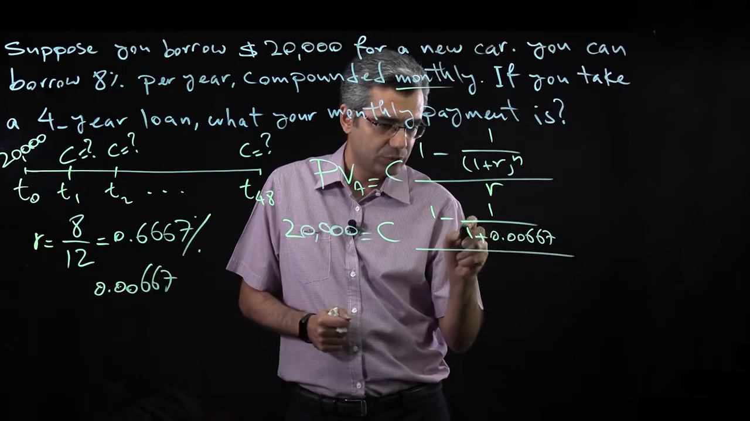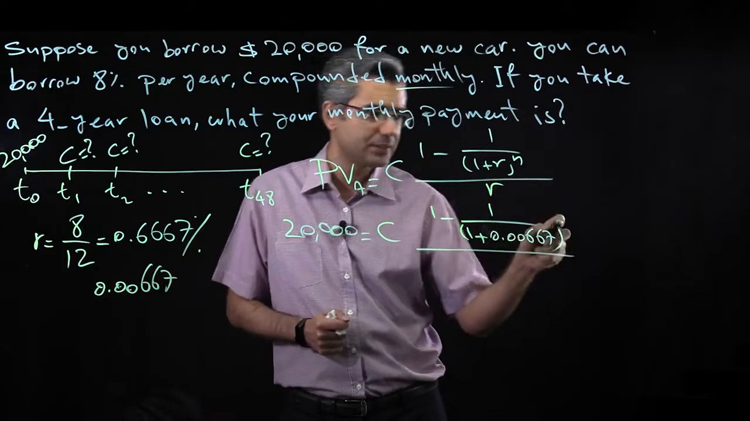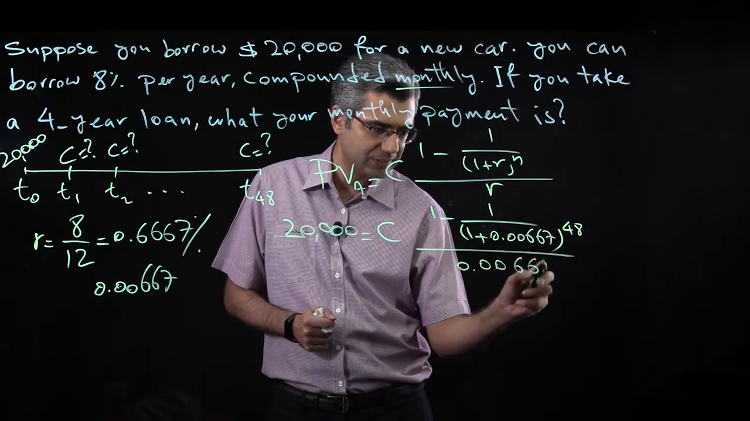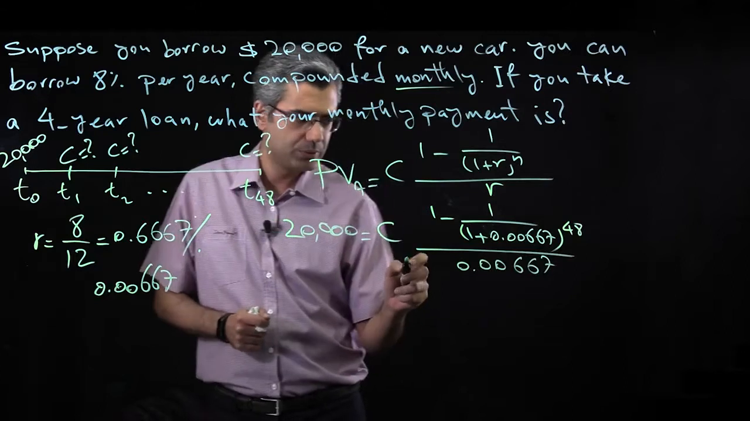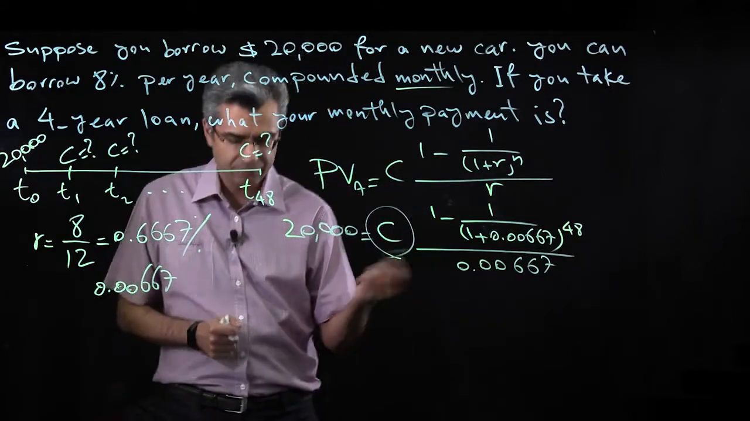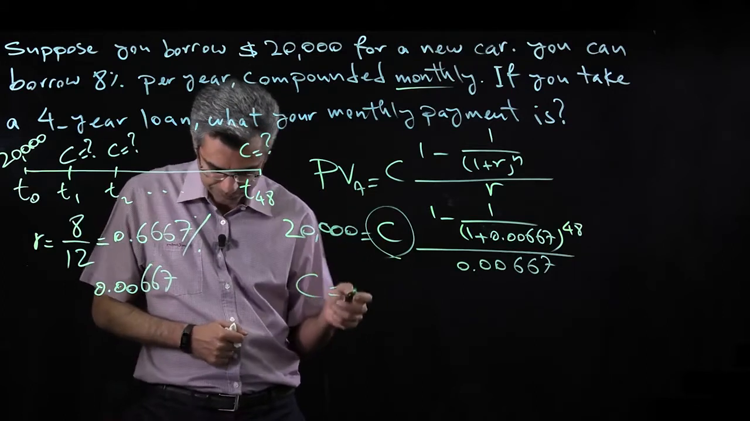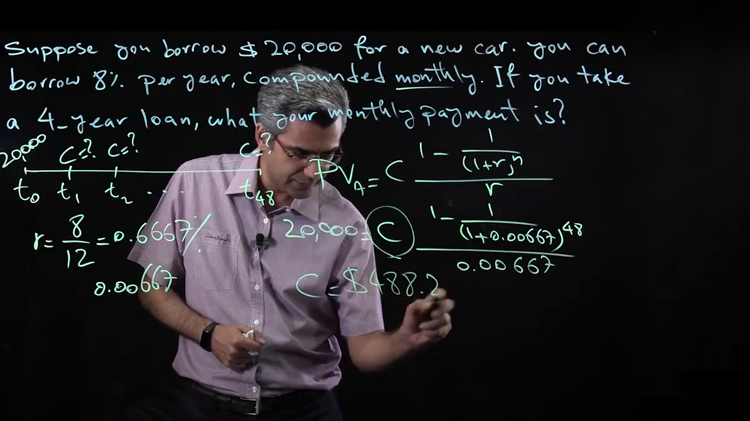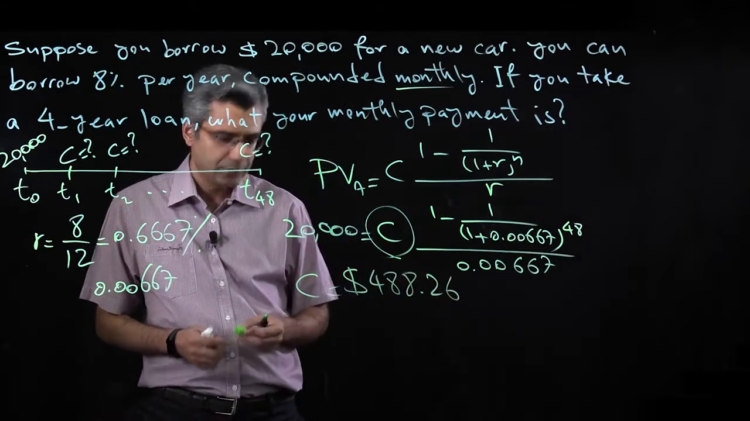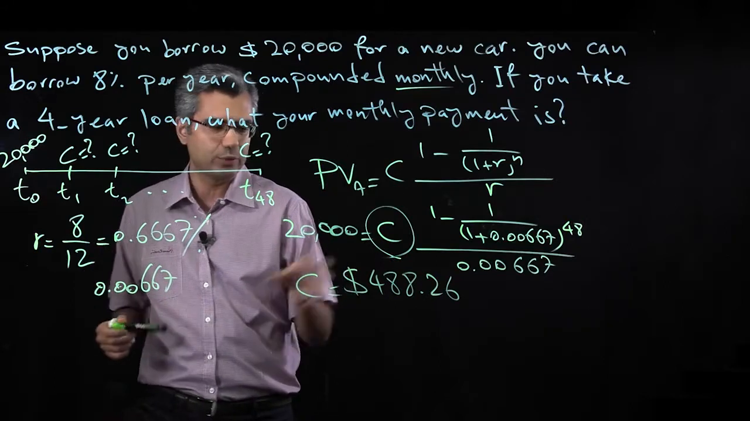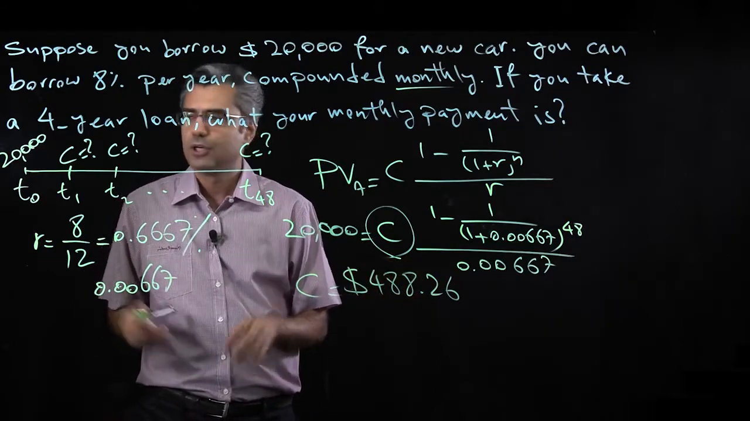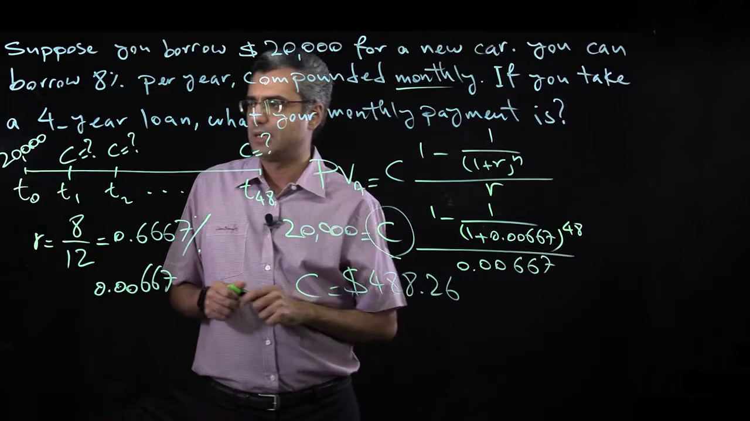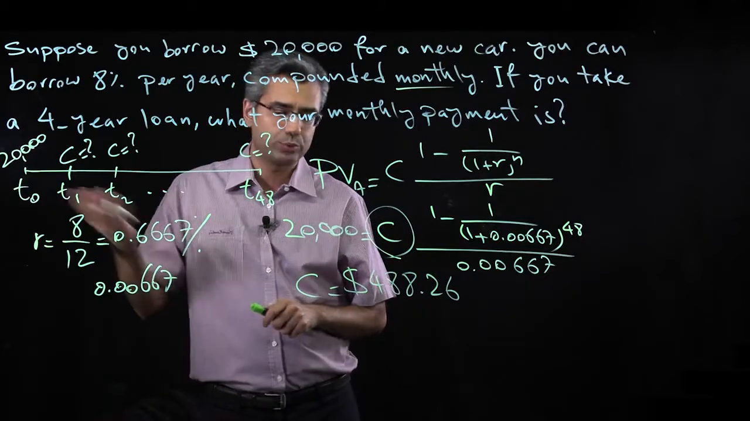Then the power is the number of periods, 48, and the rate is 0.00667. Then you need to compute C. If you do the calculation, C will be 488.26 US dollars. It means every month you have to pay 488 US dollars for the next 48 months, and this means you can borrow $20,000 today.